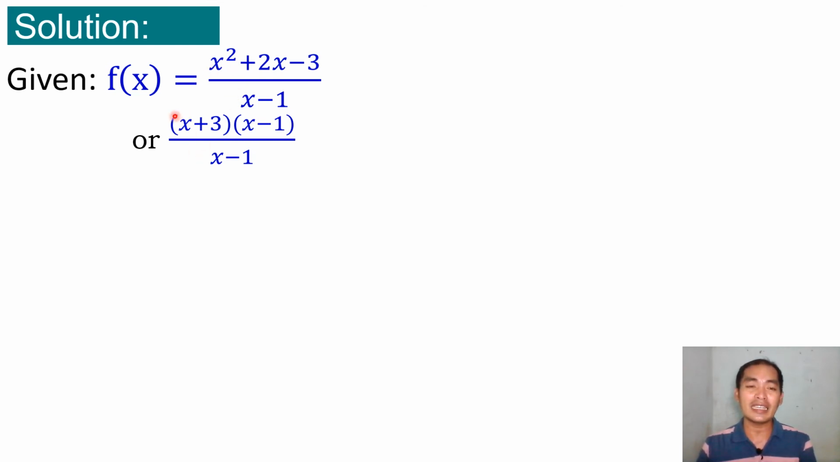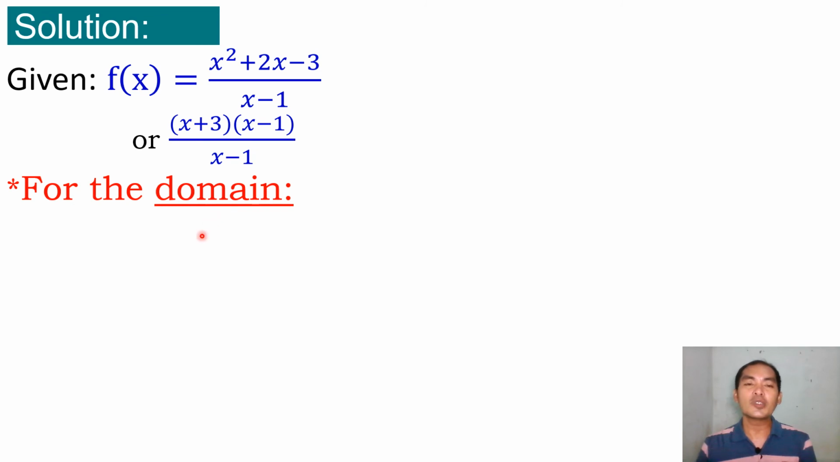So, gagawin natin, gawa ka ng dalawang parenthesis, get the square root of x squared. We have x, x. Since the last term is negative, isang negative, isang positive. The middle term is positive, meaning yung malaking factor ay positive. When you multiply it is negative 3, but when you add it is positive 2. So, 3 minus 1 is 2. So, meaning this is the correct factored form of the given expression x squared plus 2x minus 3.